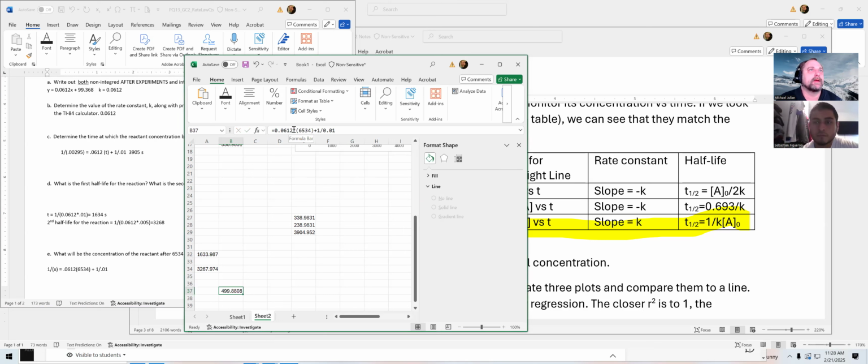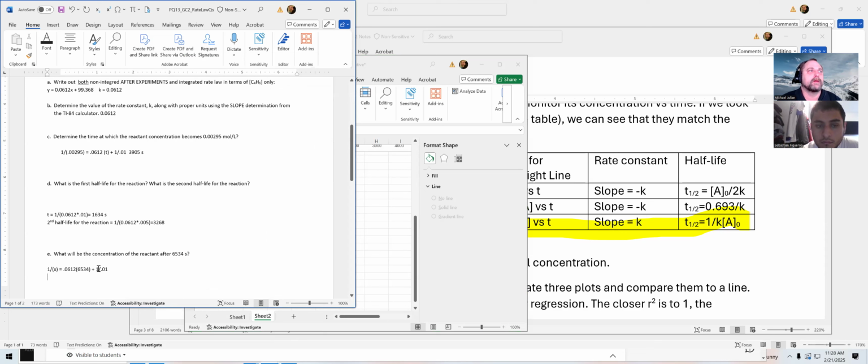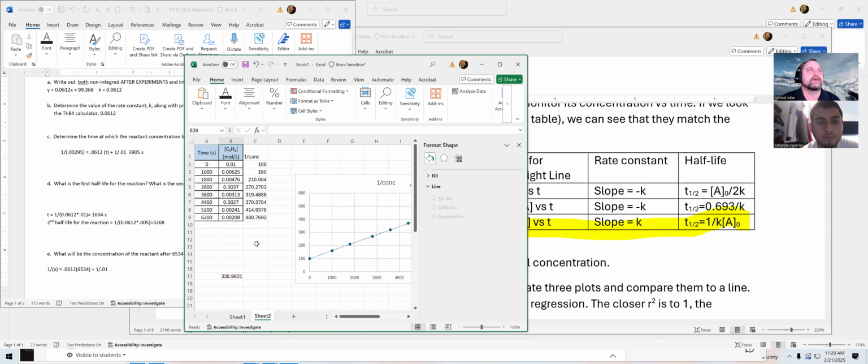They wanted to add a multiplication sign there, but okay. So 499.8808. Now that's 1 over x, so this is still 1 divided by x. So I'm going to do the inverse of both sides. So x would be 1 divided by this number. I got 0.002. And that should be my concentration after that amount of time, 6534, 0.002 molar.